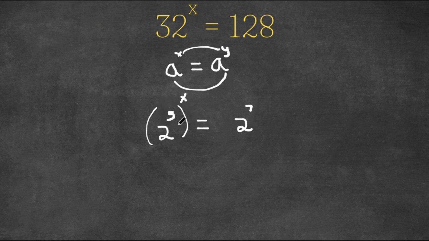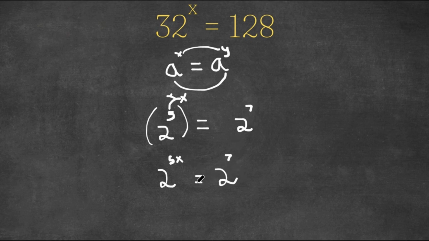Now, when we have something like this, we want to multiply the exponents, because 2 to the power of 5 to the power of x is the same thing as 2 to the power of 5 times x. And 5 times x is 2 to the power of 5x, and this equals 2 to the power of 7 still.